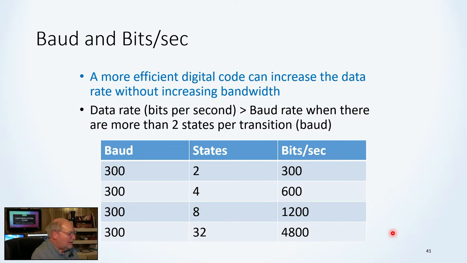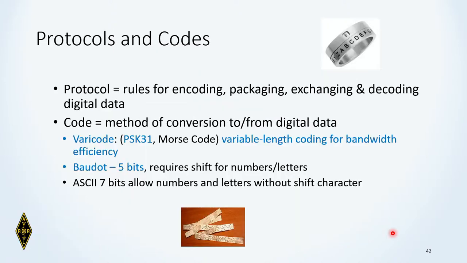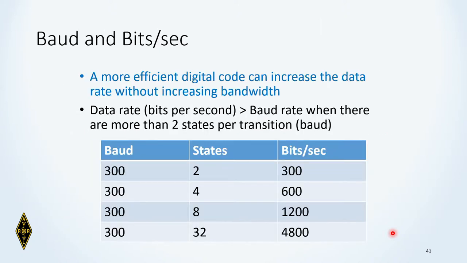So the point of it all is bits per second can be much higher than the baud, or symbols per second. Oh, let's see if we had some blue text there. Oh yeah, we did. A more efficient digital code can increase the data rate without increasing bandwidth, because the bandwidth goes up as the symbol rate goes up.